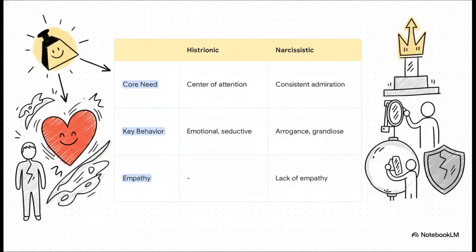Now, check this out. Two other disorders in this cluster, histrionic and narcissistic, can seem really similar from the outside, but their motivations are totally different. Someone with histrionic personality has a deep need to be the center of attention. Someone with narcissistic personality has a deep need to be admired. See the difference? It's wanting all eyes on you versus wanting all praise for you.